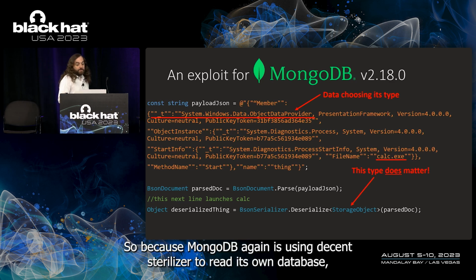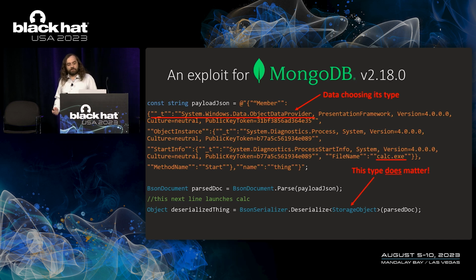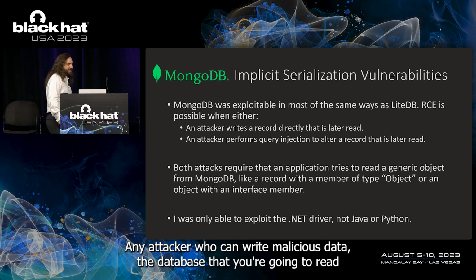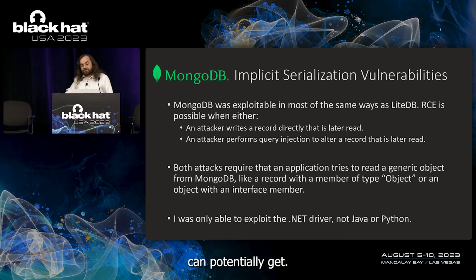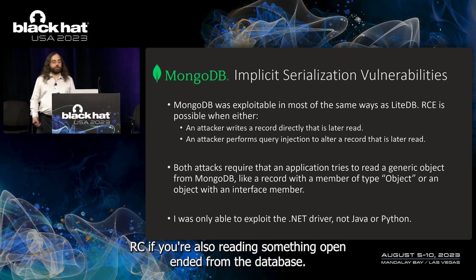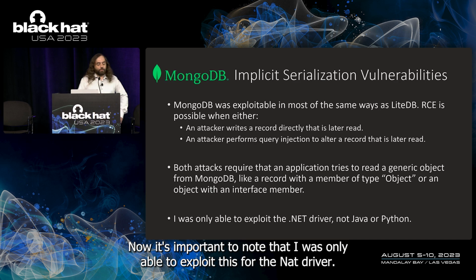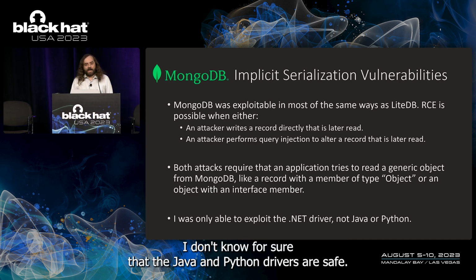Because MongoDB, again, is using the BSON serializer to read its own database, you have these same implicit serialization vulnerabilities. Any attacker who can write malicious data to the database that you're going to read can potentially get RCE if you're also reading something open-ended from the database. Now, it's important to note that I was only able to exploit this for the .NET driver. I don't know for sure that the Java and Python drivers are safe.